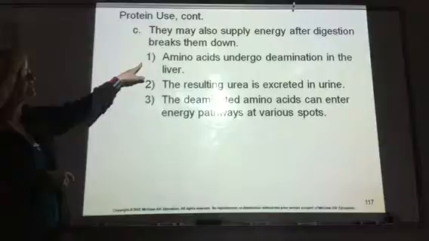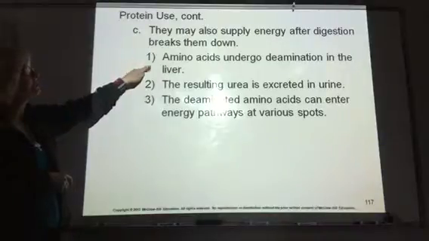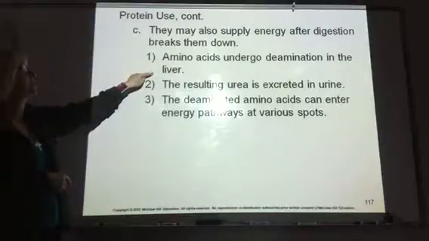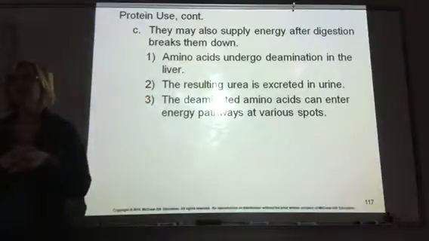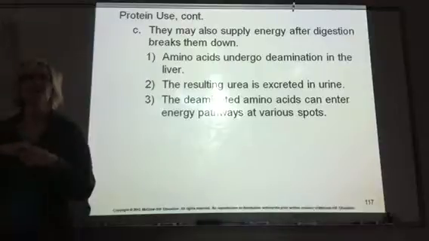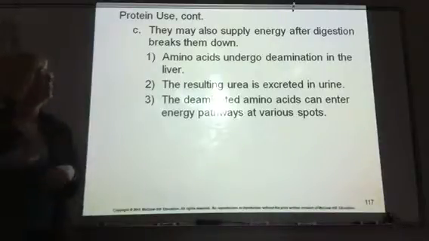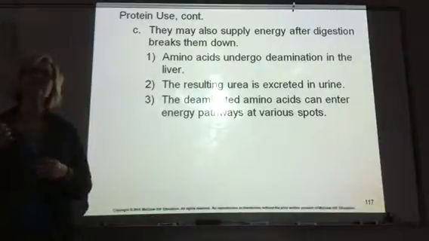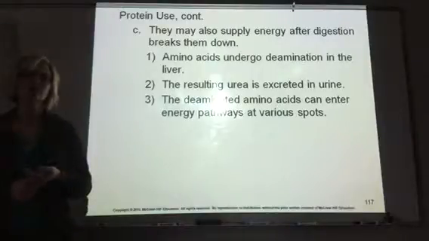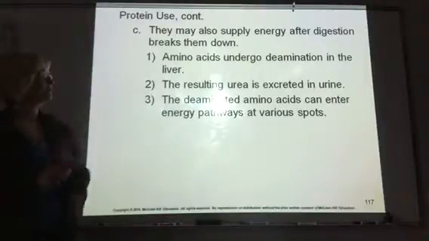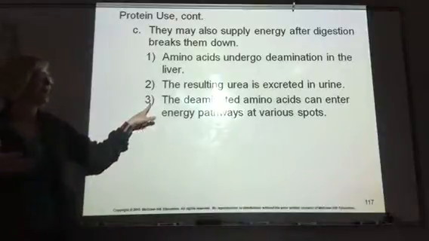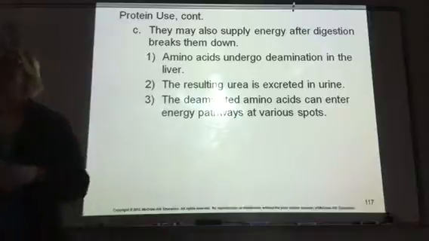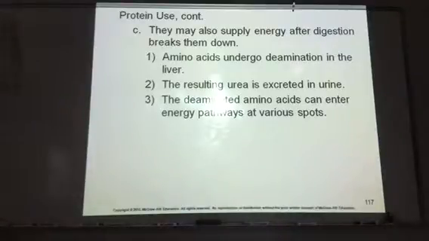So amino acids, here again, are broken down in the liver. One of the products that is left is urea. And urea is found in urine. It's kind of what gives urine that odor. The more proteins you eat, your urine will probably have a stronger odor because of that urea that is being produced. And then the deaminated or the other amino acids can enter into energy pathways to be broken down.